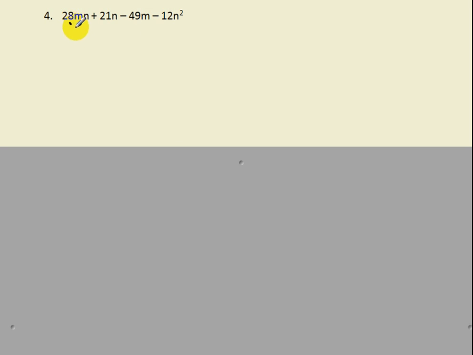What if we match up the 28 and the 49? There, both of those can be divided by 7, and we get a ratio of 4 to 7. And then with 21n and negative 12n squared, we can divide both of those by 3. We get a ratio of 7 to 4. So those match up. So I'm going to rewrite this as 28mn minus 49m.